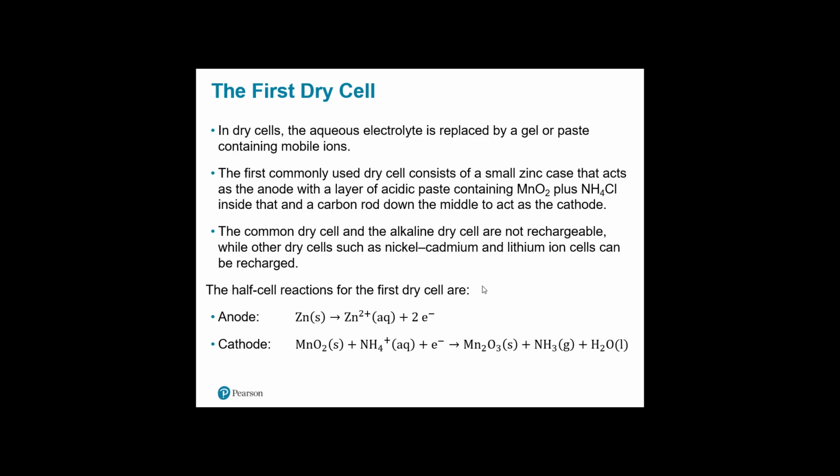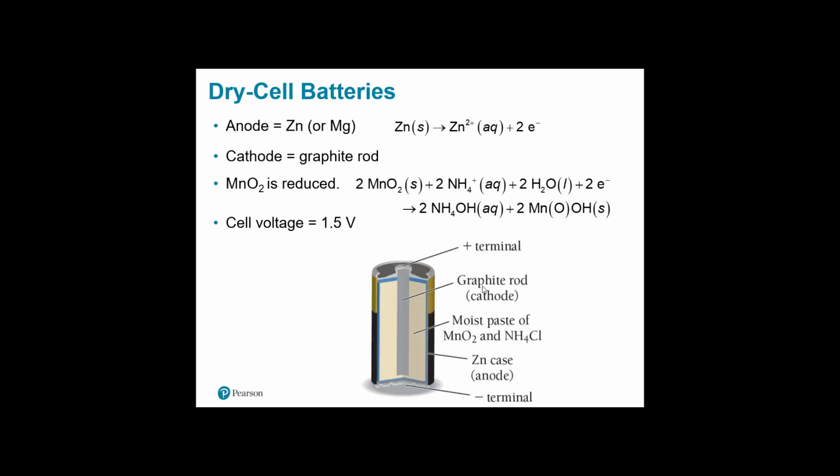Now, the key thing about these is they are not rechargeable. There are rechargeable dry cells, however, the ones that we're going to first look at are not rechargeable. So if we look at this half cell reaction here, at the anode we have zinc that gets oxidized. And then at the cathode, we have manganese 4 oxide, ammonium, and I can explain how this is if we look at this here.